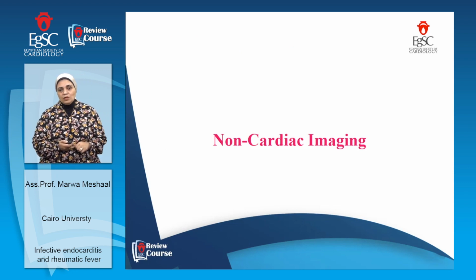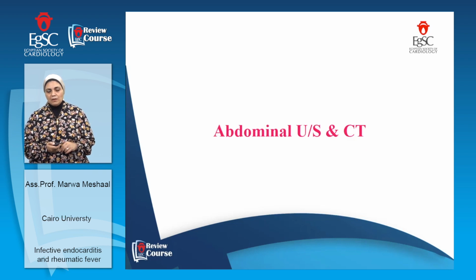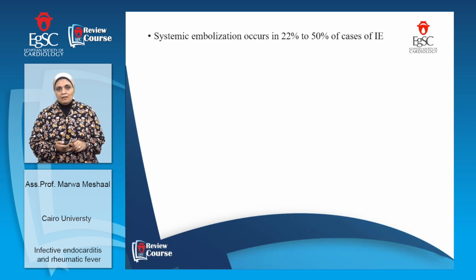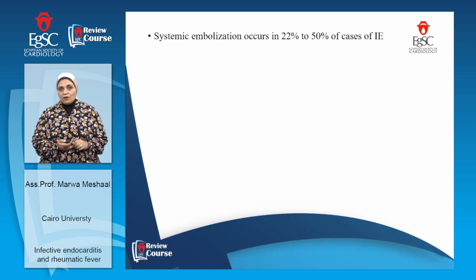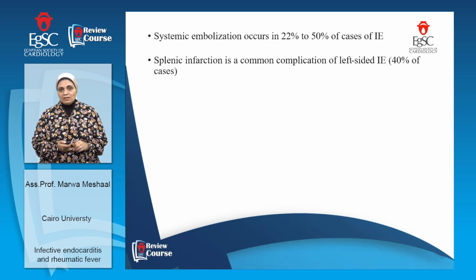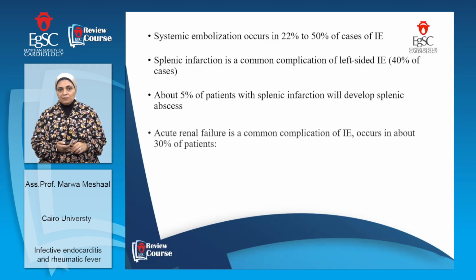Now, what about the non-cardiac imaging to complete the diagnosis and search for the systemic complications? First, we are going to talk about abdominal ultrasound and CT. Systemic embolization occurs in about 22 to 50% of infective endocarditis cases. The splenic embolizations are a major share. Splenic infarction is a common complication, and in about 5% of these patients, it can develop into a splenic abscess.